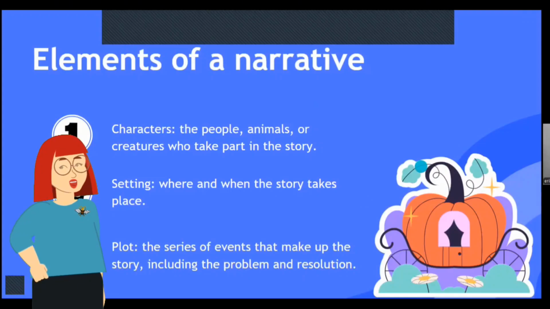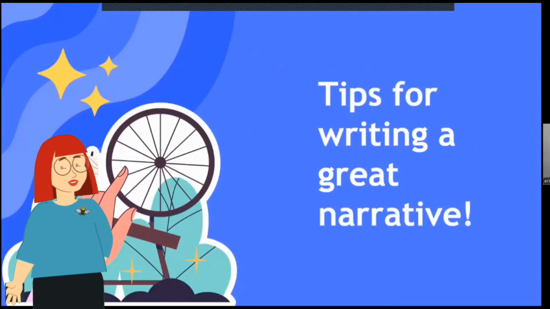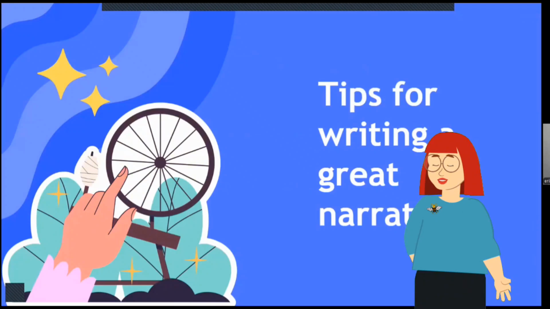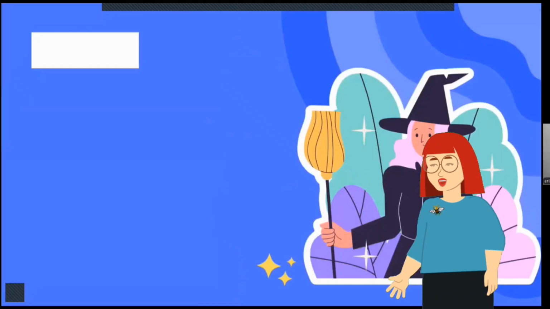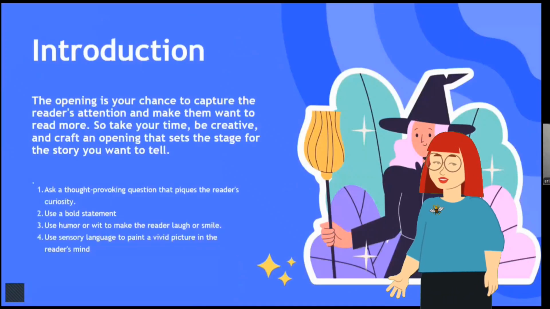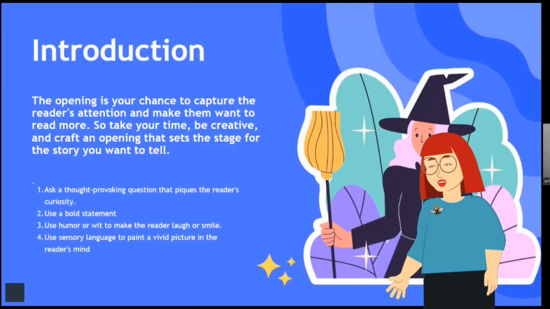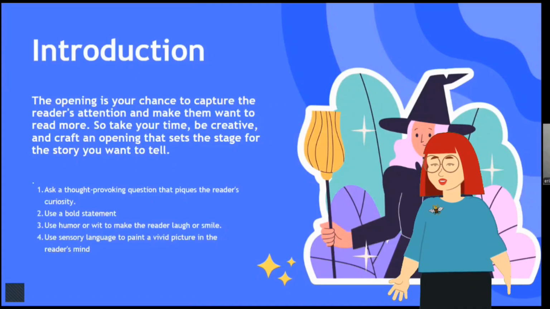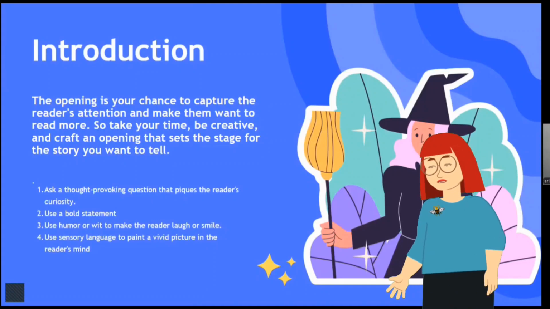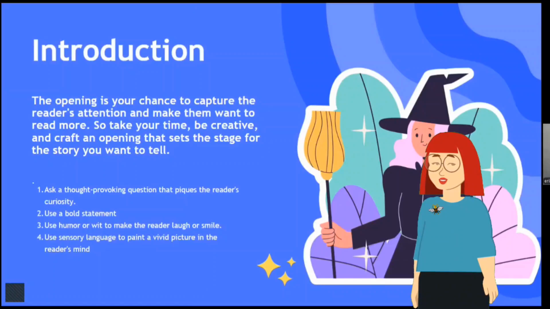Okay, so to learn about tips for writing a great narrative. First is the introduction. So the opening is your chance to capture the reader's attention and make them want to read more. So take your time, be creative, and craft an opening that sets the stage for the story you want to tell. So the steps for introduction are: ask a thought-provoking question that piques the reader's curiosity, use a bold statement, use humor or wit to make the reader laugh or smile, and then use sensory language to paint a vivid picture in the reader's mind.